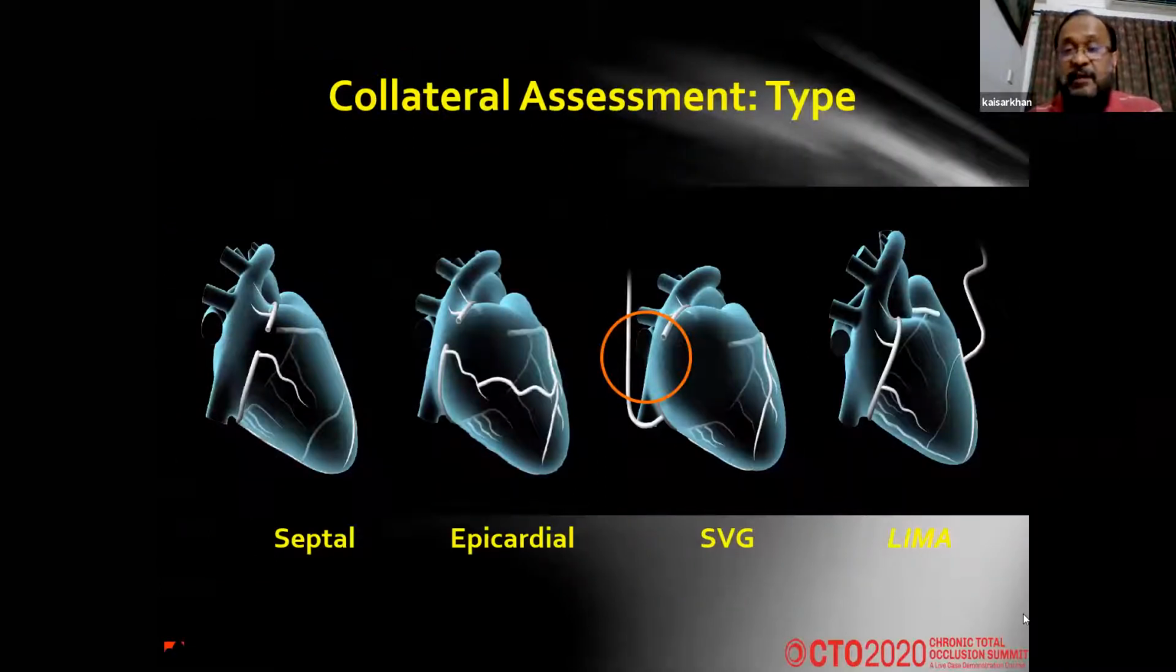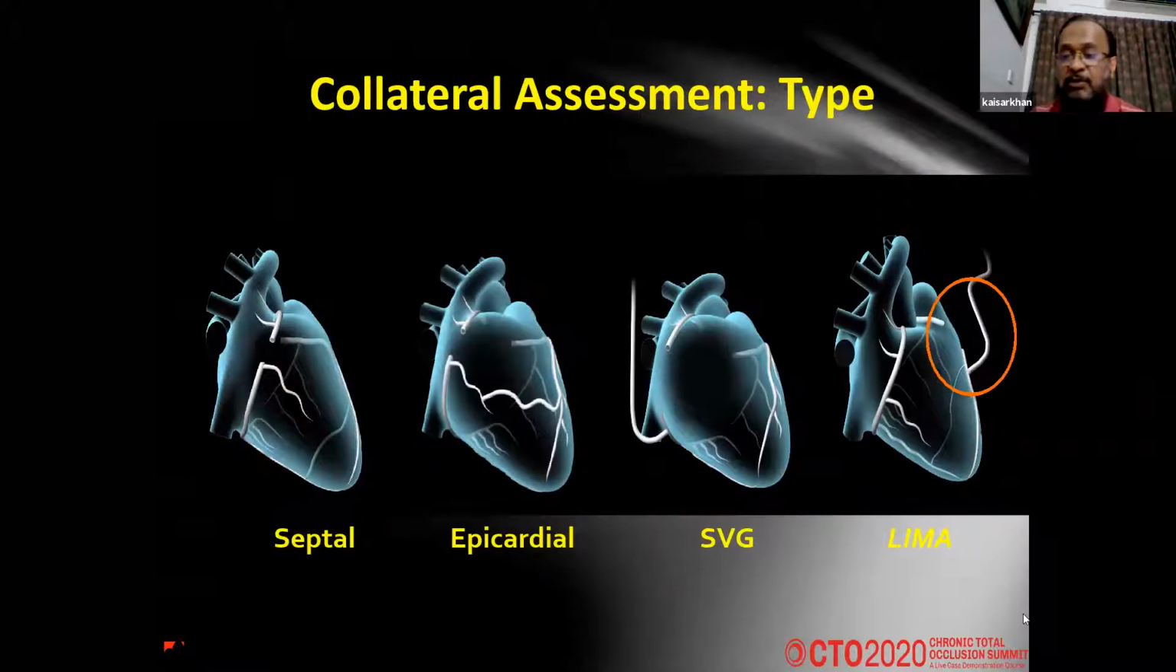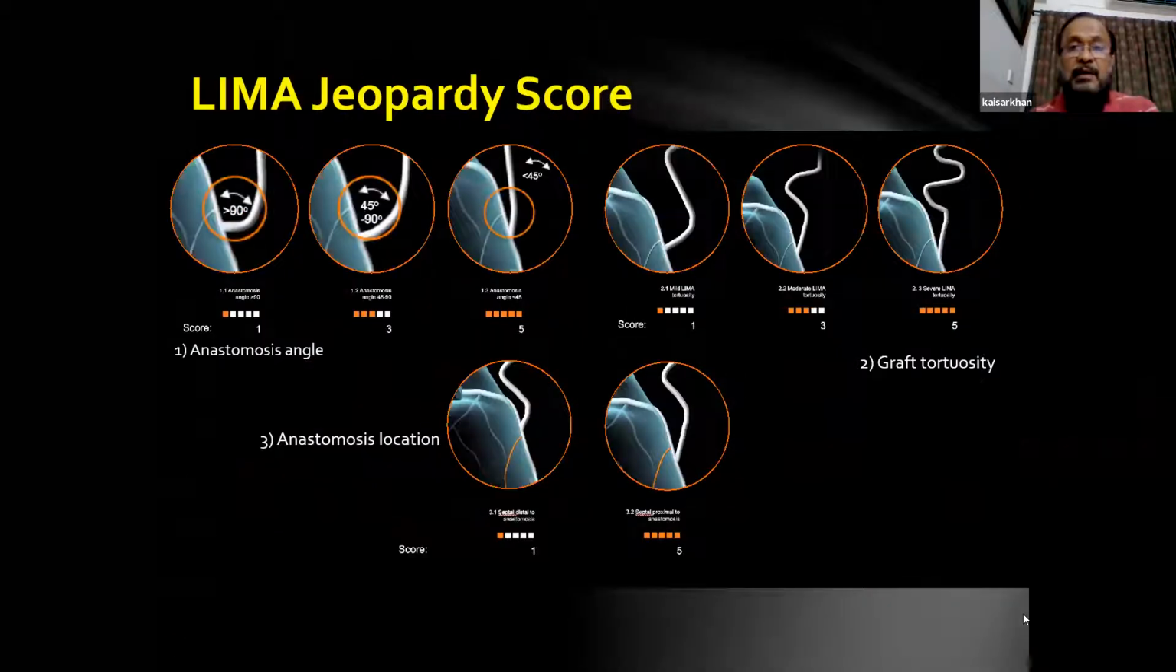Next is venous graft collaterals. Again, there are certain characteristics like graft patency, anastomotic angle, anastomotic locations. And last but not the least is LIMA graft. So again, you have to see anastomotic angle, anastomosis location, and tortuosity of the LIMA. Sometimes when you cross the LIMA, it is so sensitive, it causes spasm, and you can't see anything, no dye goes. So you have to keep diltiazem, a calcium channel blocker, to dilate those things.